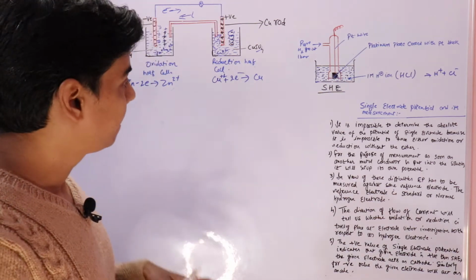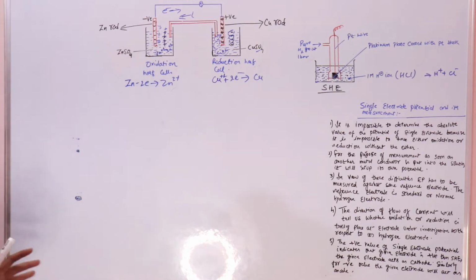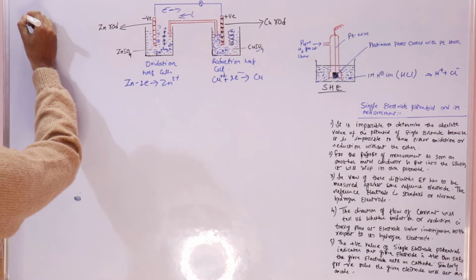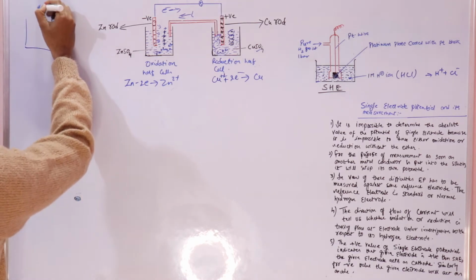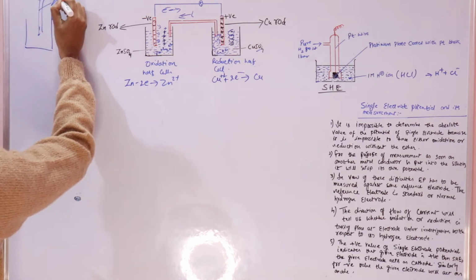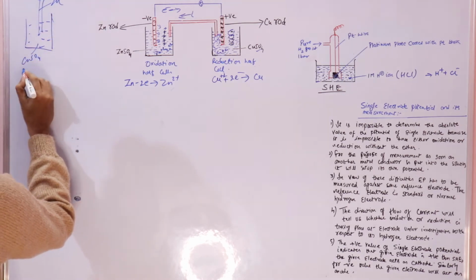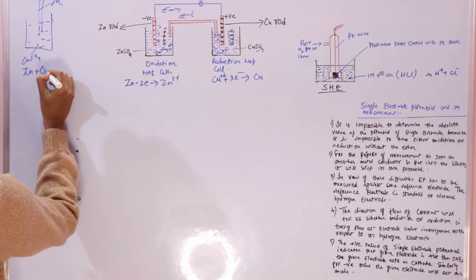Now just recall one thing to understand this better. We have already discussed in the first lecture, if you remember, this was the zinc rod. We put the zinc rod in copper sulfate solution, and this was the reaction that took place.